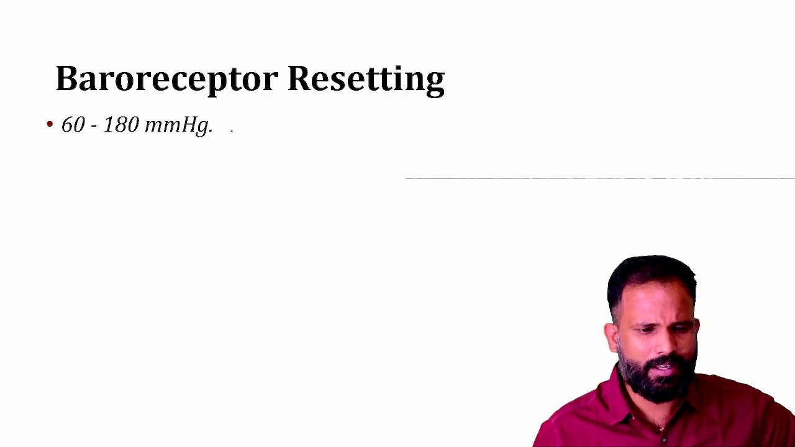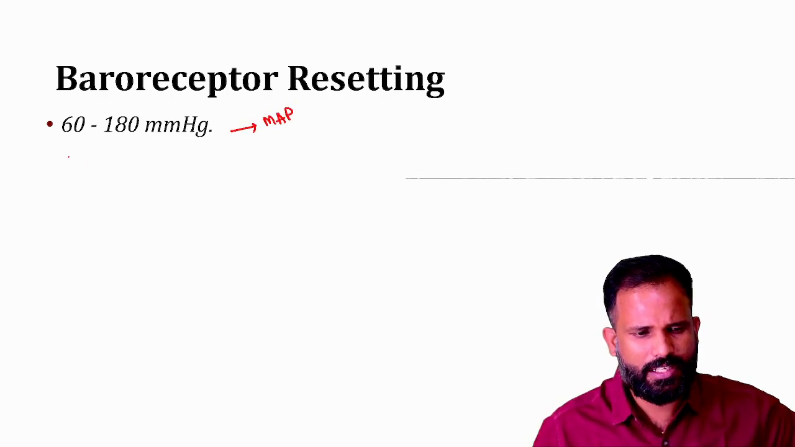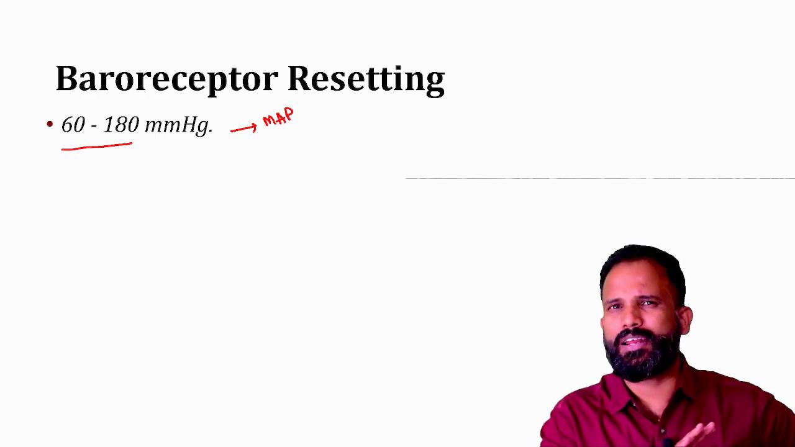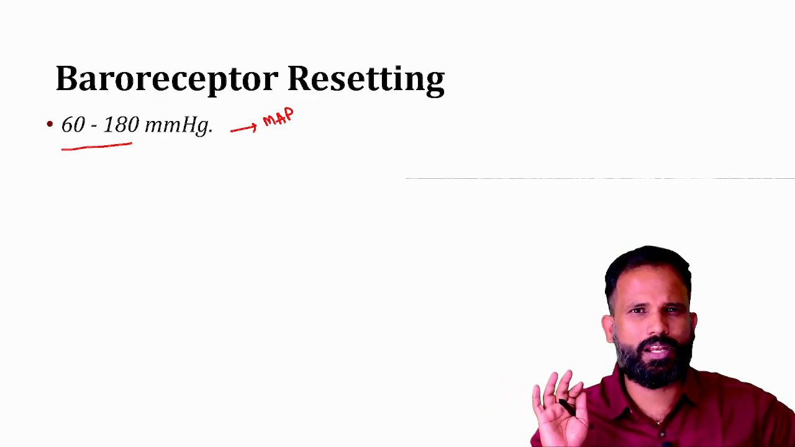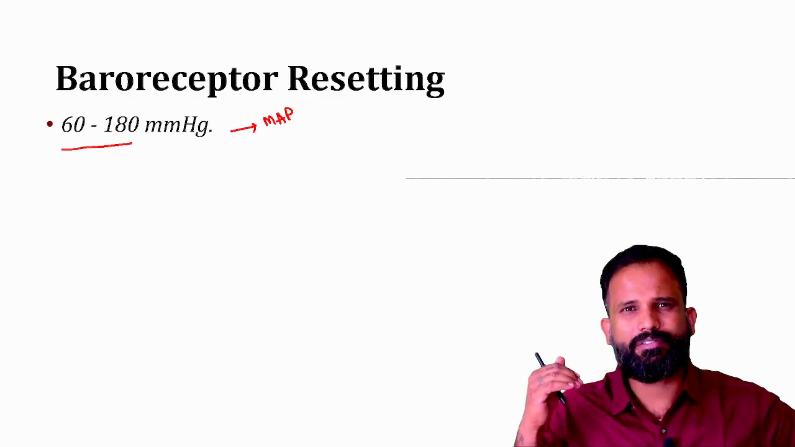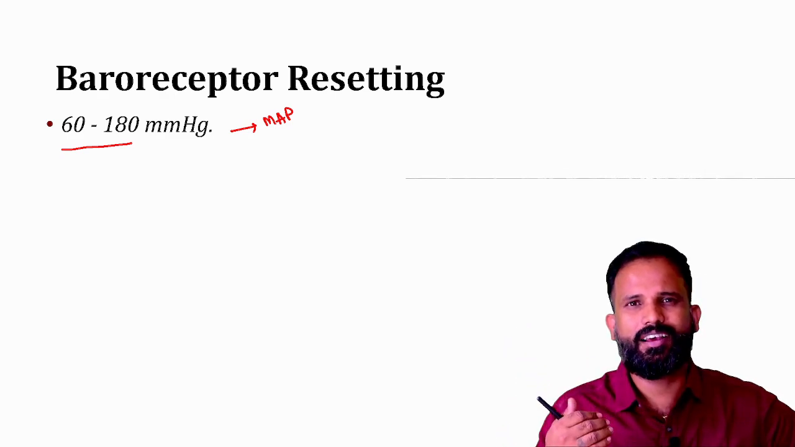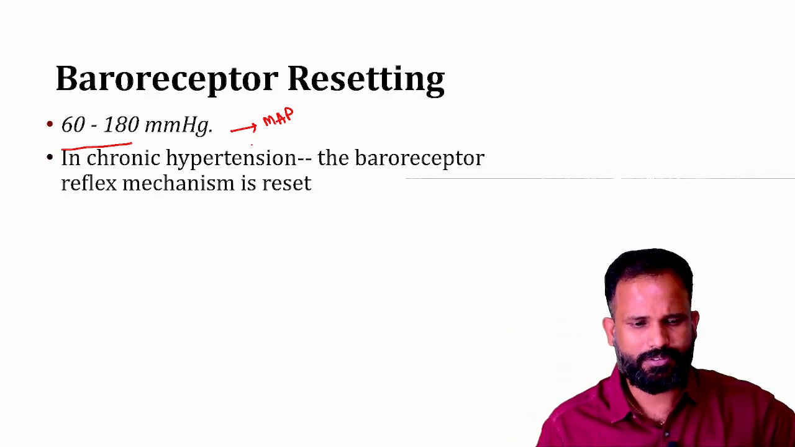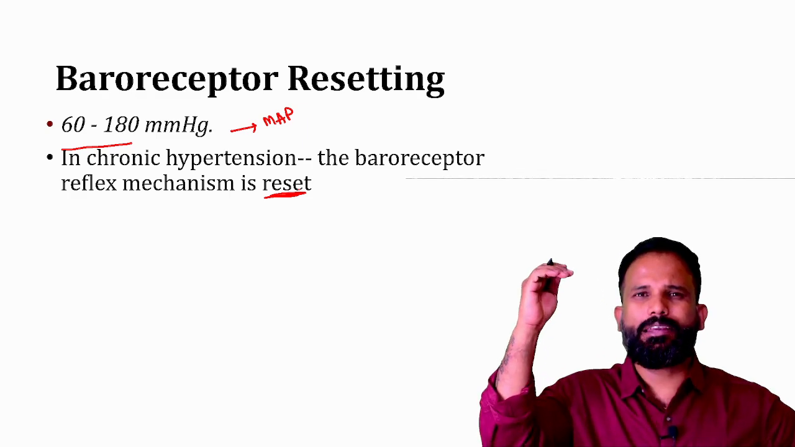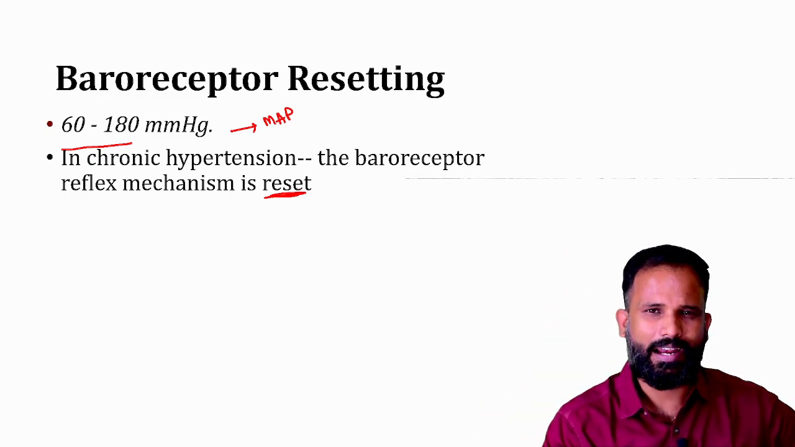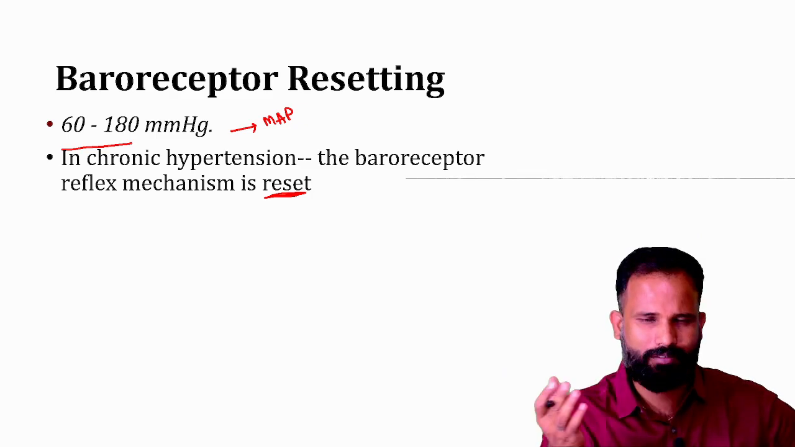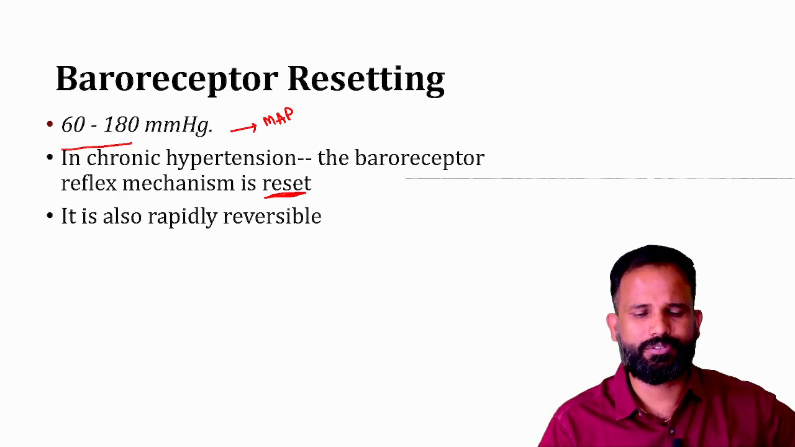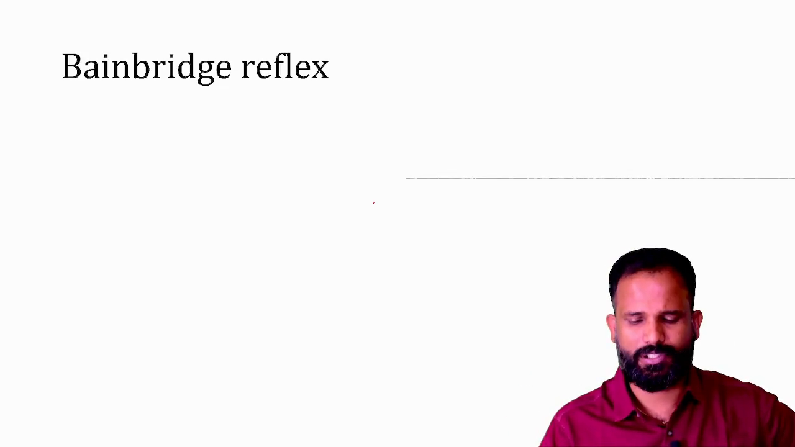And baroreceptors are receptors which can undergo resetting. Usually they work within a mean arterial pressure range of 60 to 180 mmHg. If it is less than 60 or above 180 mmHg, the baroreceptor mechanism can't bring the BP back to normal. If the BP is elevated for a longer duration, the baroreceptor set point is reset to the newer higher values. So the baroreceptor is reset, and it tries to keep the BP elevated. And if the BP is lowered by any medication or physiological response, the baroreceptor is again reset to the normal value. So resetting is also reversible.